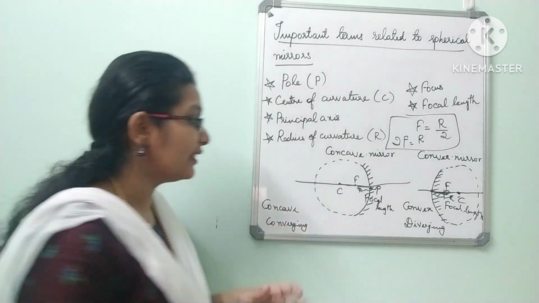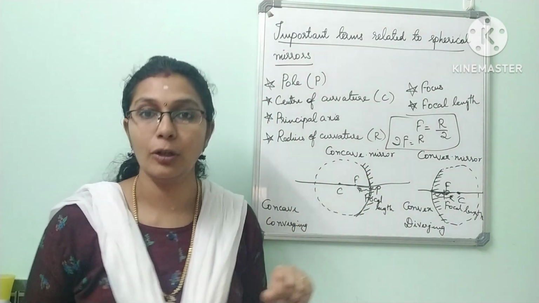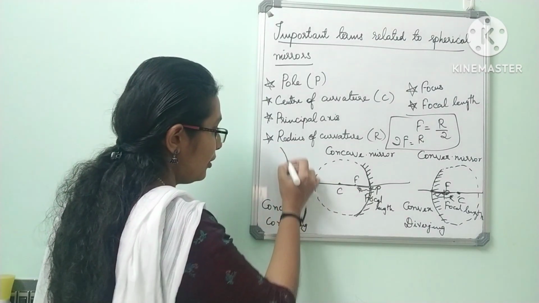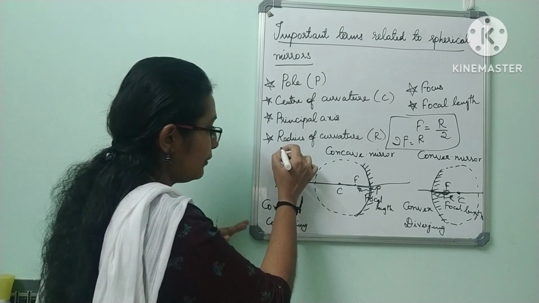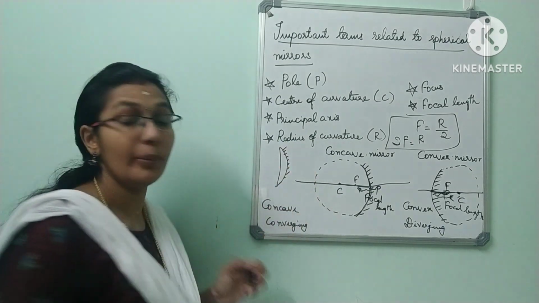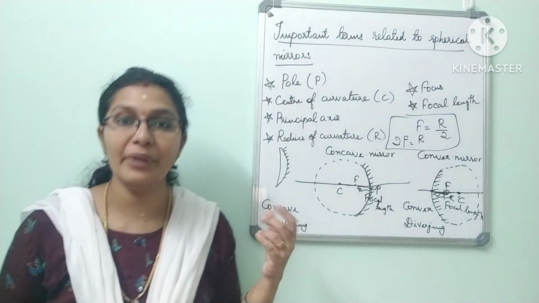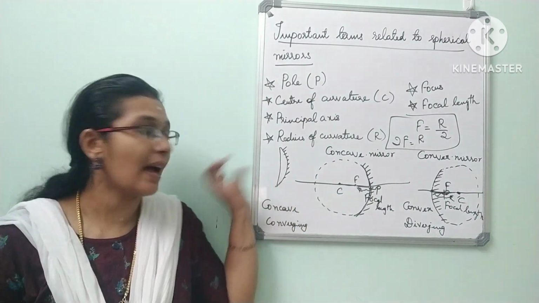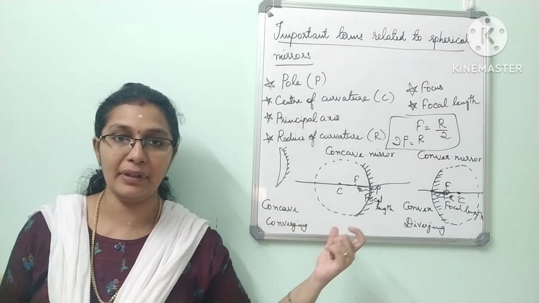There is something called aperture, which is nothing but the diameter of this reflecting surface. I will draw it for your clear understanding. This is the reflecting surface, right? This diameter is nothing but called the aperture. Or you can say, this aperture decides how much light is entering for reflection.